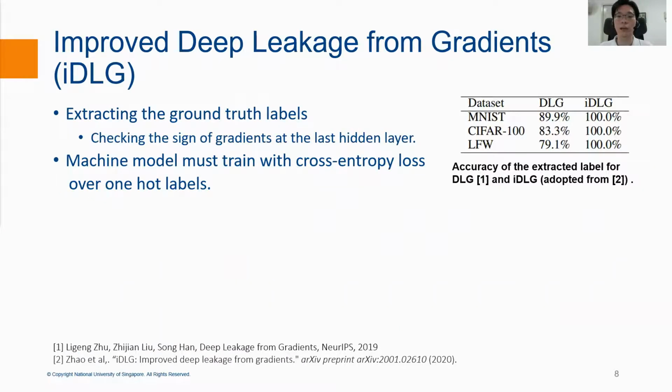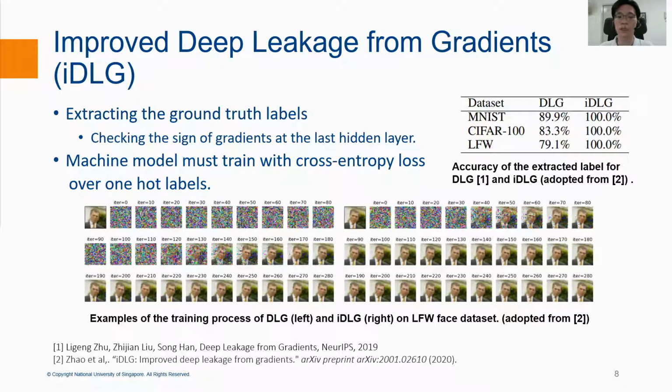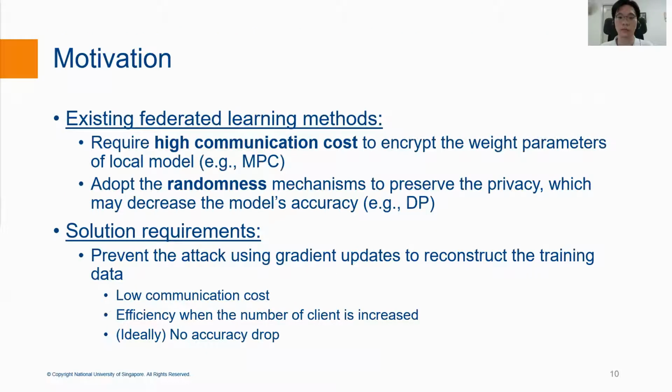And there is another attack named improved deep leakage from gradient. This observes that the previous method cannot reconstruct the label correctly. So they propose a method that can extract the ground truth label with 100% accuracy, as you can see in the right table. They check the size of the last hidden layer to extract the ground truth label. And the convergence speed of this attack is faster than the previous attack, as you can see in the figure. The right figure is iDLG and the left figure is DLG.